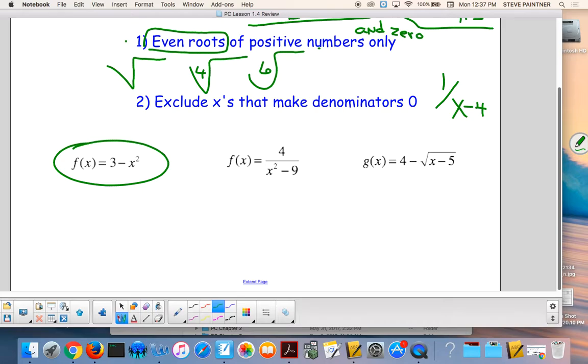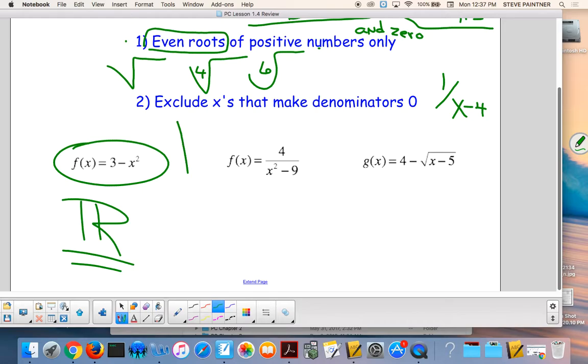Is that true? Put a 0 in. Can you square a 0? Yeah. Okay. Can you square a positive number? Like 10? Yeah. How about negative 10? Can you square that? Yeah. Anything. So what's the domain? That was done.